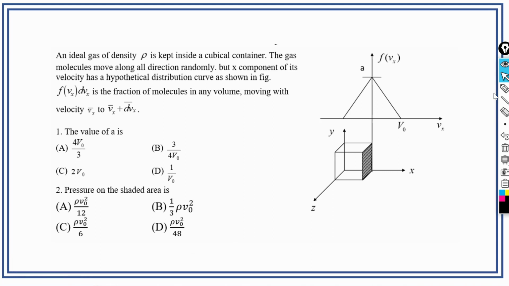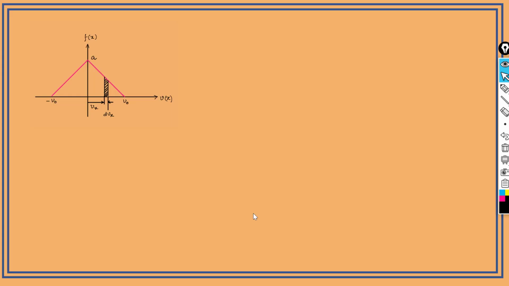So I hope you have given it a fair try. Let's go to the solution of this question. I have drawn the same velocity distribution graph here, and from the statement itself, it's obvious that if it is fx, and I have taken a very small rectangular strip here at a distance vx, and the thickness of the strip is dvx, then the area of this shaded portion is fx into dvx, and this area gives us the fraction of molecules that are moving in a velocity range from Vx to Vx plus dVx.